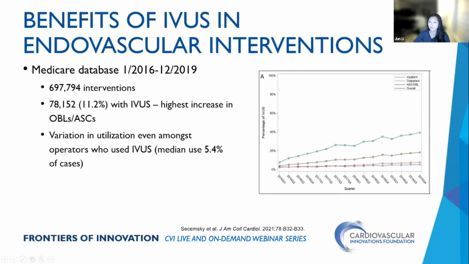Here you can see the time frame from 2016 to 2019. It has really tremendously grown in the OBLs and ASCs, but unfortunately, in the overall in-hospital interventions and outpatient hospital interventions, it has really been stagnant. Even within the operators that use IVUS a lot, though, there's a lot of variation in terms of how much they use it, with a median use of only 5.4%.